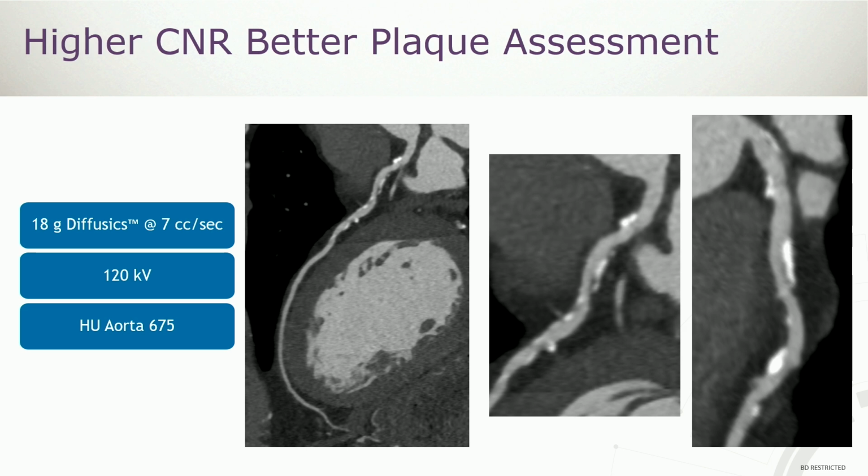A typical patient, 60-year-old male or so with stable chest pain symptoms who underwent coronary CTA, 18 gauge fenestrated catheter at 7 cc's per second. He was actually scanned at 120 kV, but had very nice opacification or attenuation in the aorta at 675. And you can really see the vessel nicely. You can see there's no significant stenosis here. It's non-obstructive disease, which was confirmed on FFRCT.